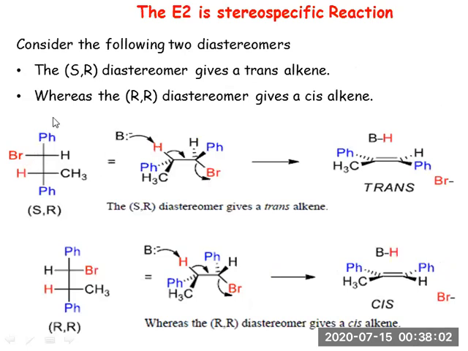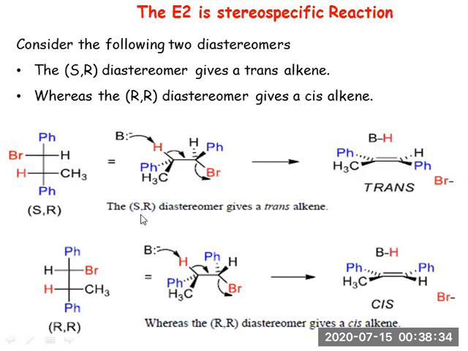Take another example now. If you have two diastereomers, this is SR and this is RR. These two molecules are there. SR, if it undergoes elimination, gives trans alkene as a product. If RR goes into elimination reaction, it gives cis alkene as a product. You can see here both should be anti with respect to each other. Base will abstract this proton and Br will go as a leaving group. You'll get a product where trans alkene will be a major product.